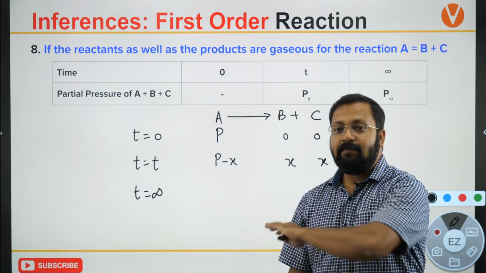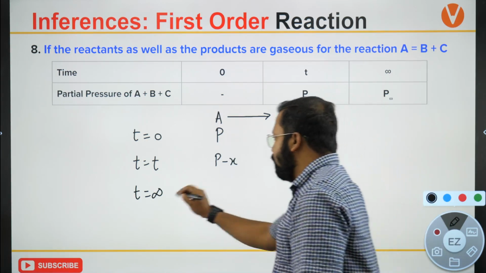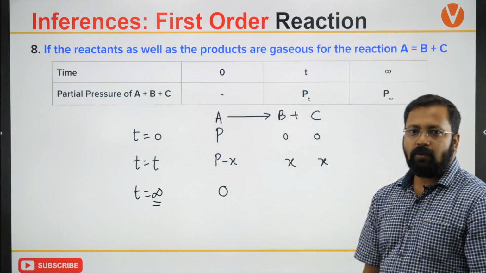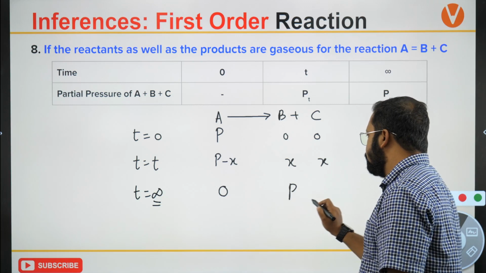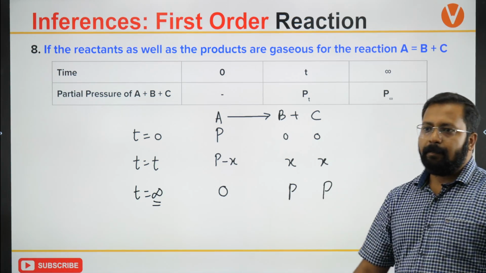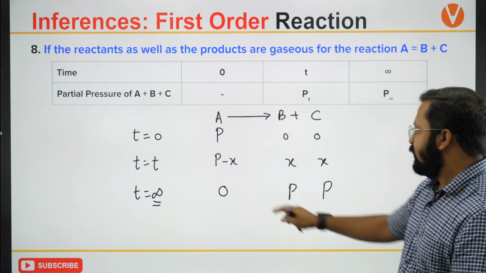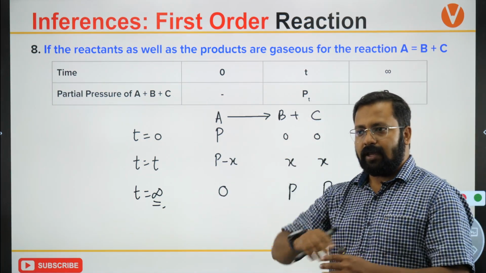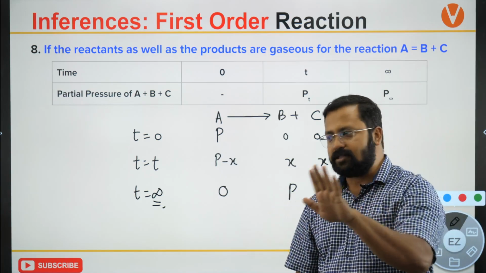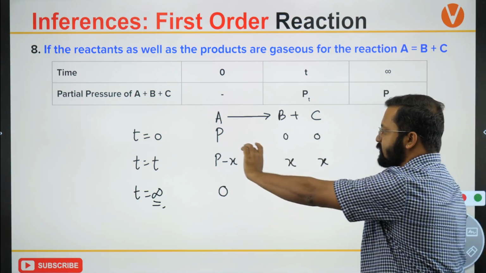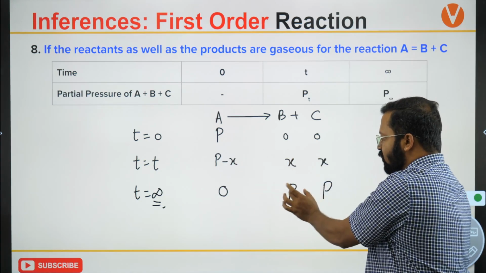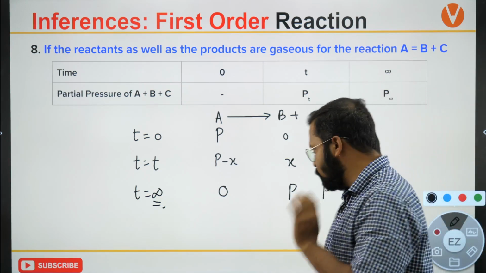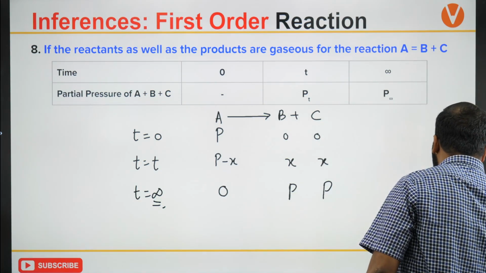At infinite time, the reaction is completely over. What is the meaning of infinity? This will become 0, this will become 0 and this will become P and this will become P. Clear? At infinite time, the reactant will become completely 0 and what would happen is X will become P. So I will put the value of X as P. Clear? Reactant becomes 0.